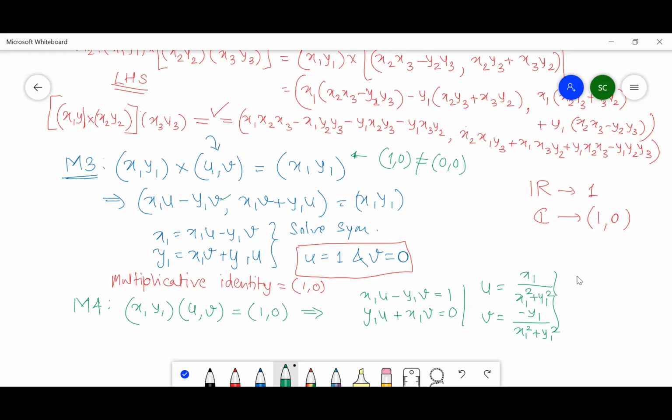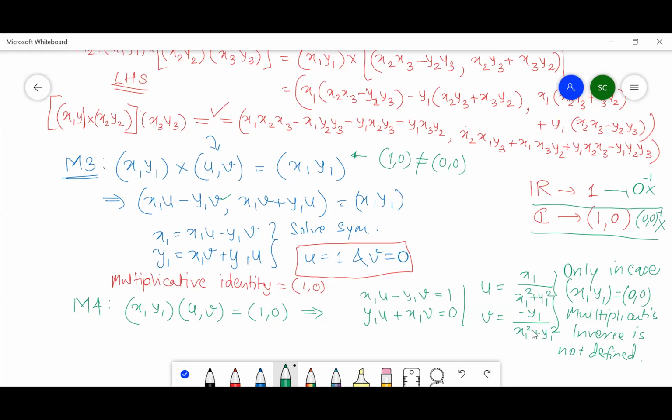And now we realize that in case (x1, y1) is equal to (0, 0), the multiplicative inverse is not defined. Okay, again we should be happy about this because this is similar to the multiplicative inverse in real numbers, where the inverse of 0 is not available. And here we are saying the multiplicative inverse of (0, 0) is not available. So we should be happy. It is going hand in hand. No issue. Happy about it.